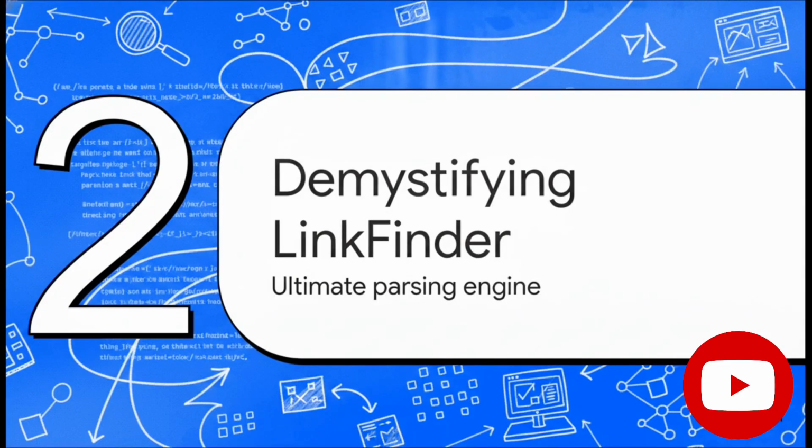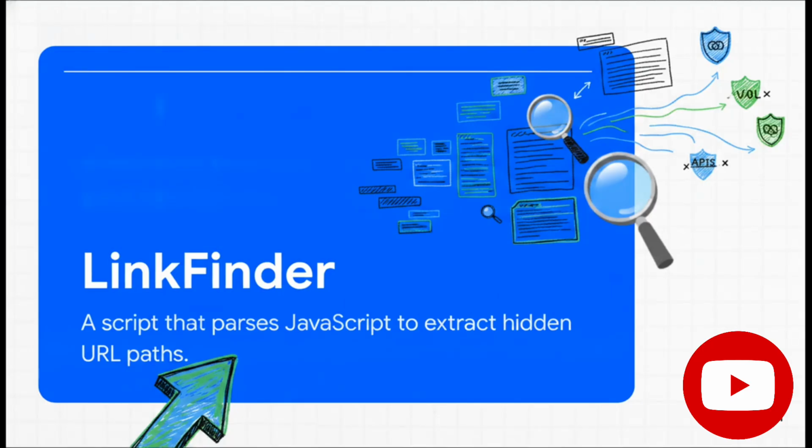Moving on to Section 2, demystifying the link finder tool, the ultimate parsing engine. Now, what's really interesting about this slide is the solution itself. Since doing this manually at scale is just impossible, we turn to Link Finder to solve that burnout problem. This is a brilliant open-source Python script by security researcher Gerben Javadov, and it basically acts as a massive filter for all that messy client-side code.